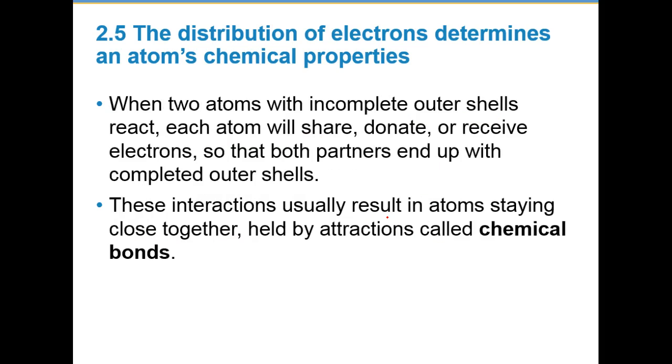Okay, so when 2 atoms with incomplete outer shells react, each atom will share or donate or receive electrons so that both partners end up with completed outer shells. So everybody gets 8. Those interactions usually result in atoms staying close together and held by attractions that we call chemical bonds. Okay, so hopefully we remember chemical bonds from chemistry.